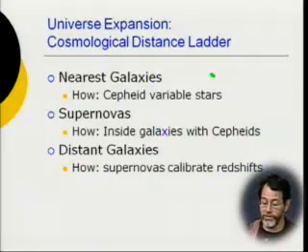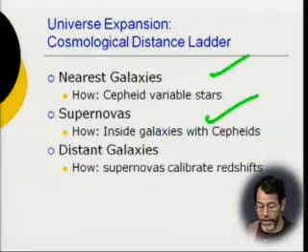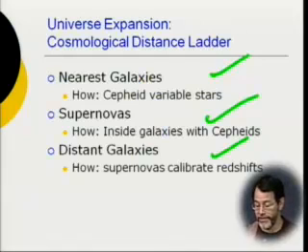So the nearest galaxies are measured with Cepheid variables. Supernovae are calibrated by Cepheids, and then we calibrate redshifts. We get what redshifts are, and supernovae calibrate redshifts past that.